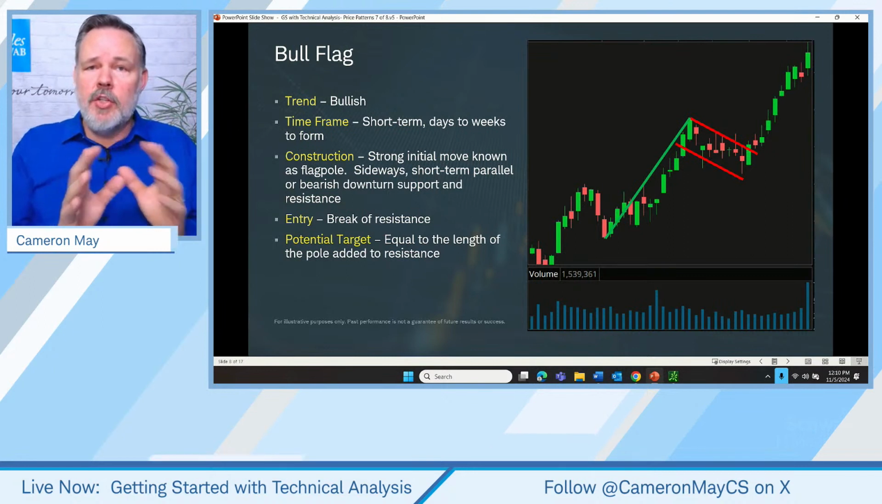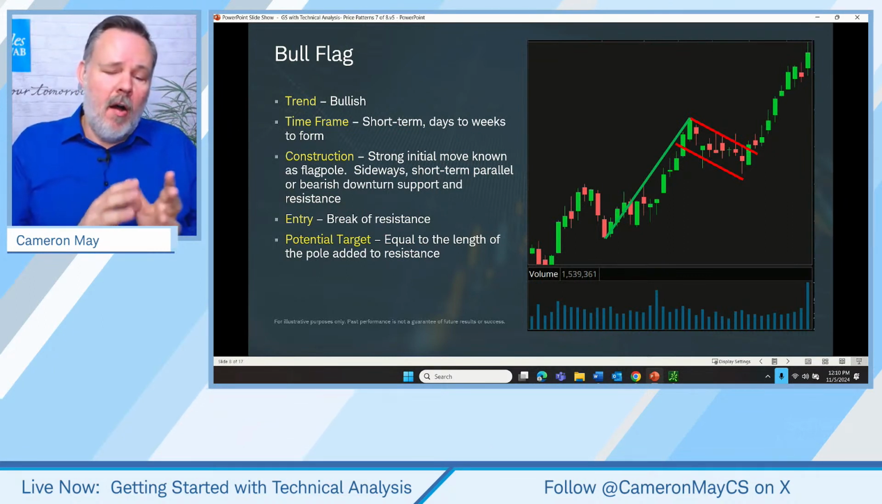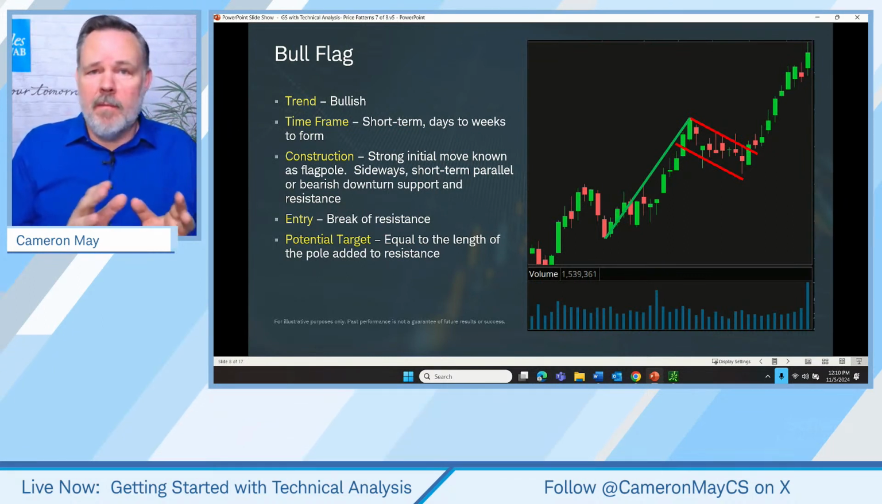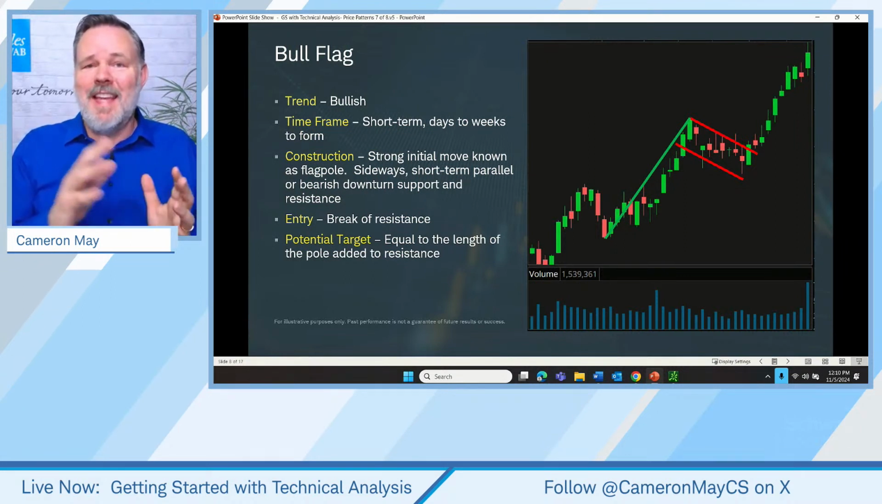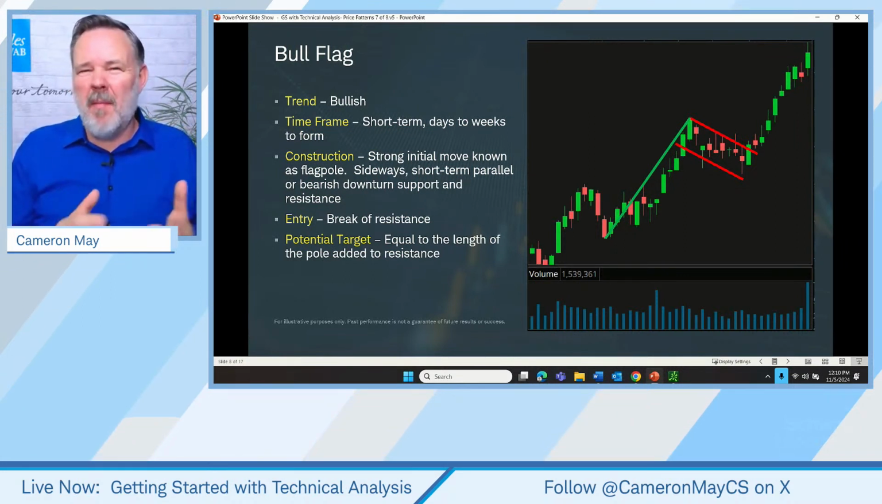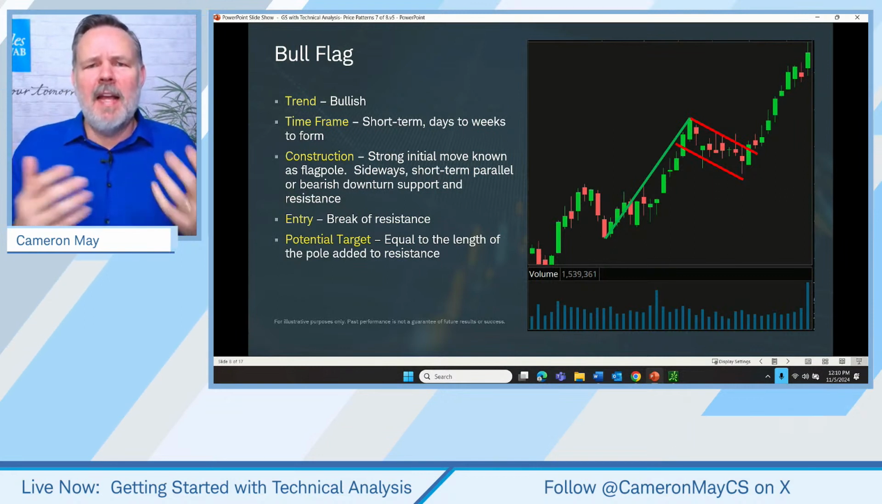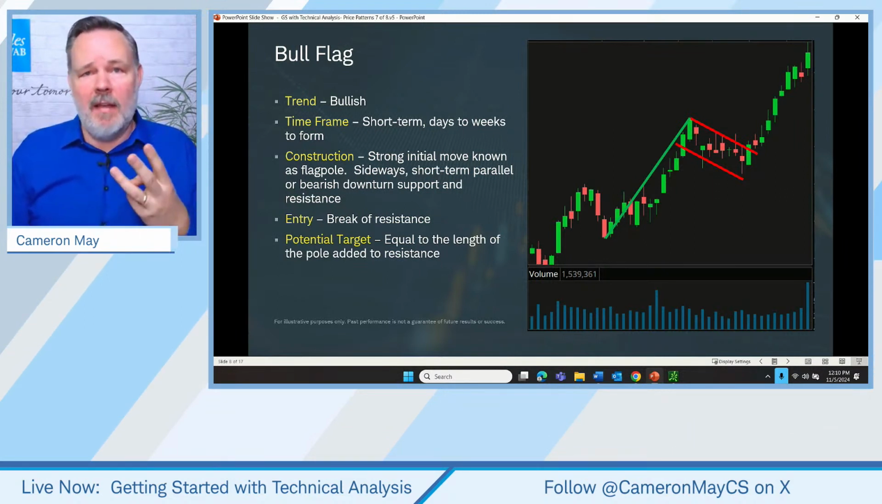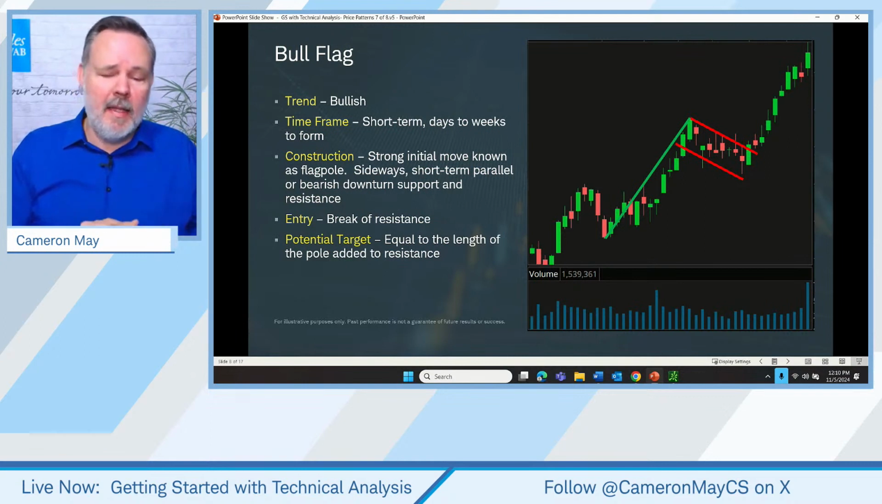The time frame tends to be short term for flags. On a daily chart, a typical flag might last several days. I would say as a minimum, probably the smallest bull flag I can conceive of is probably 3 days, just looking at a daily candle.